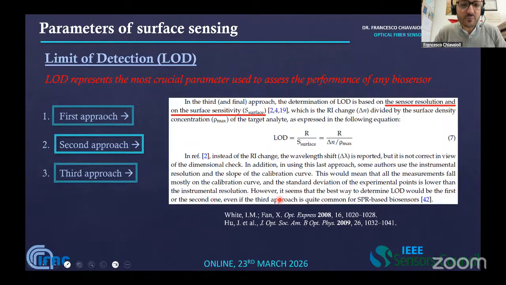Finally, the last approach, given by the paper I told you about before, defines the LOD considering the resolution and the surface sensitivity. As one can easily observe, this is not a correct equation because these two parameters are measured in different contexts, and also considering the units of measurement, this equation cannot give the real limit of detection. It is an approach that is used, but it is not correct.